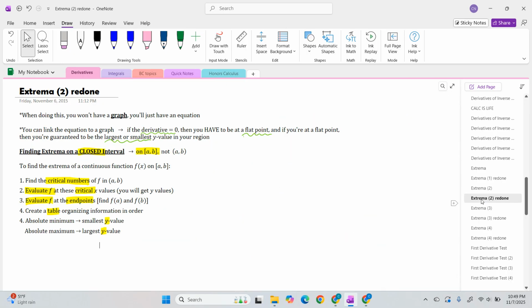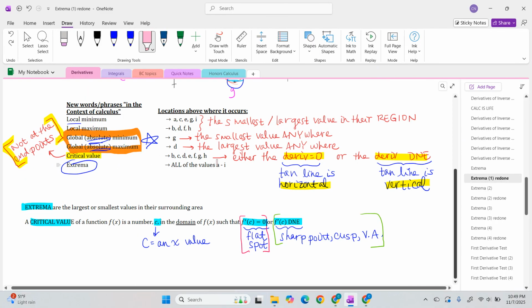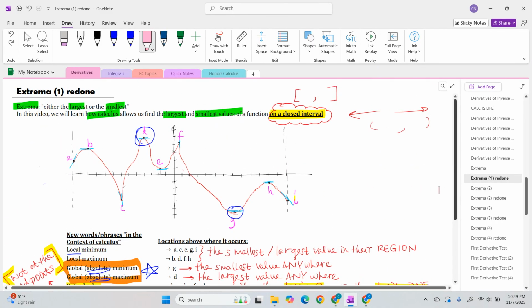All right, so let's talk about how we are going to do the Extrema test, because it's really easy to pick out the absolute max and min when you're looking at a graph because they're right in front of you.